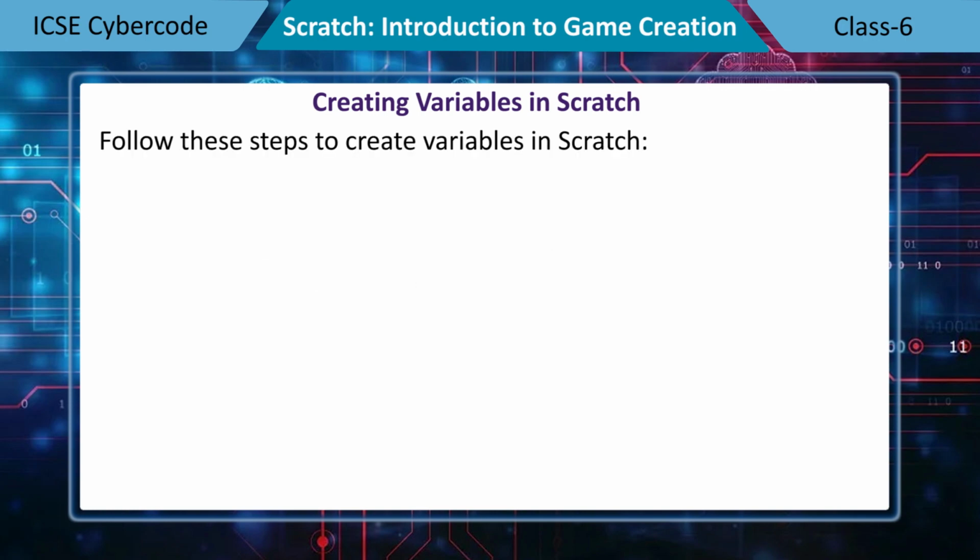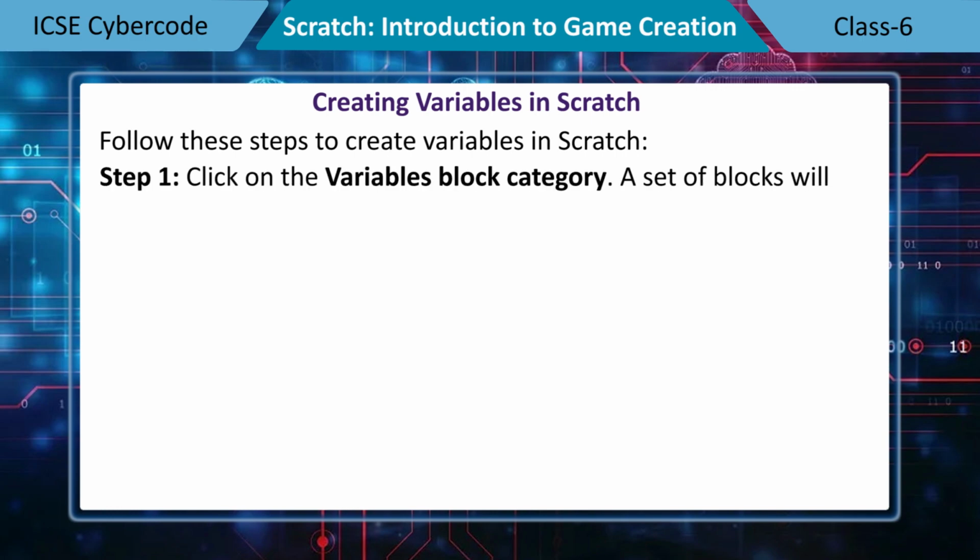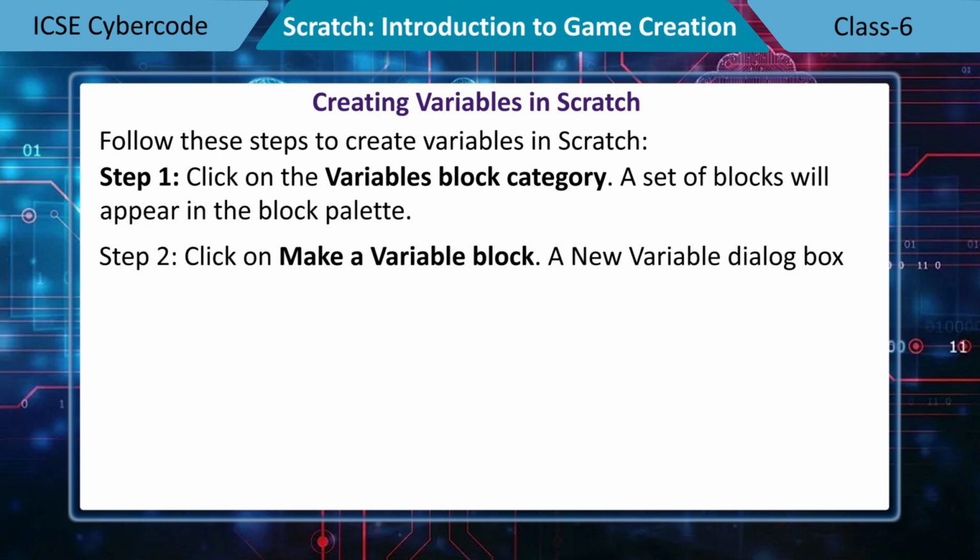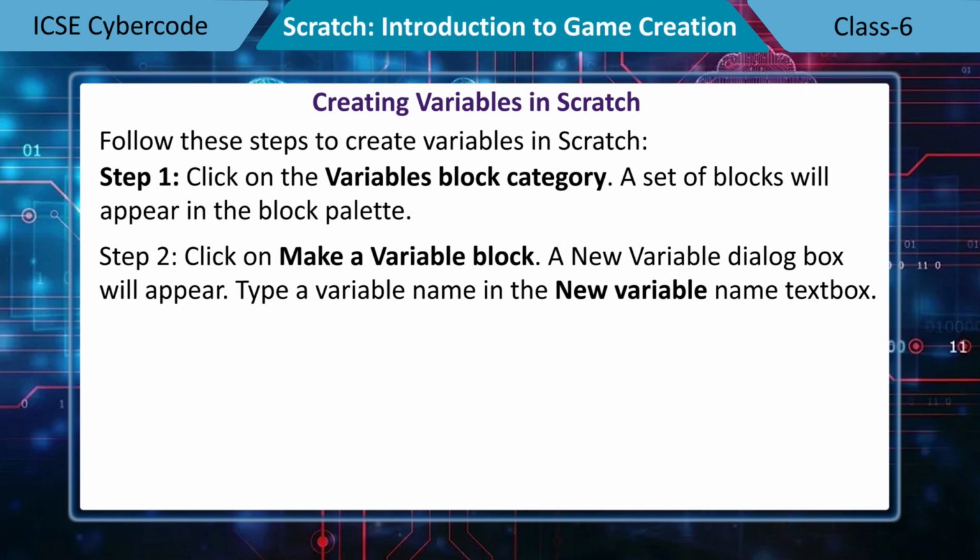Creating variables in Scratch. Follow these steps to create variables in Scratch. Step 1. Click on the Variables block category. A set of blocks will appear in the block palette. Step 2. Click on the Make a Variable block. A new variable dialog box will appear. Type a variable name in the new variable name text box.